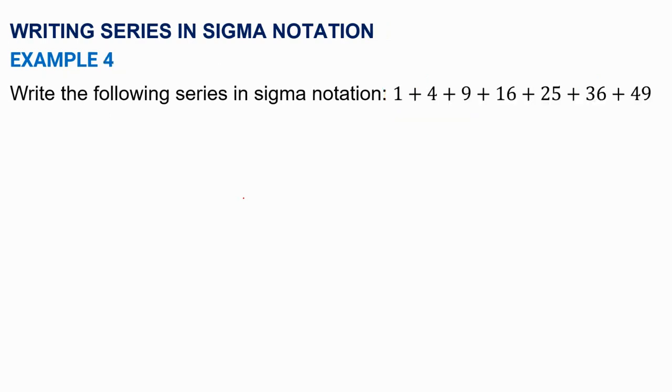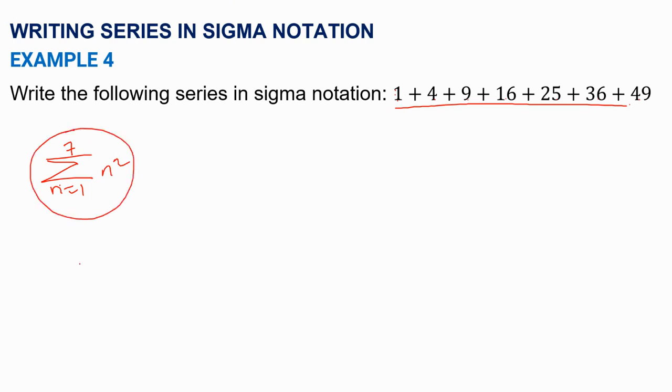Right, let's do example 4. Example 4 should be easy because if you check, this series is made up of perfect squares. This is 1 squared, 2 squared, 3 squared, 4 squared, 5 squared, 6 squared, up to 7 squared. So it's from 1 up to 7, from 1 squared up to 7 squared. And then the general term is just n squared. 1 squared is 1, 2 squared is 4, like that. So this is the series in sigma notation.